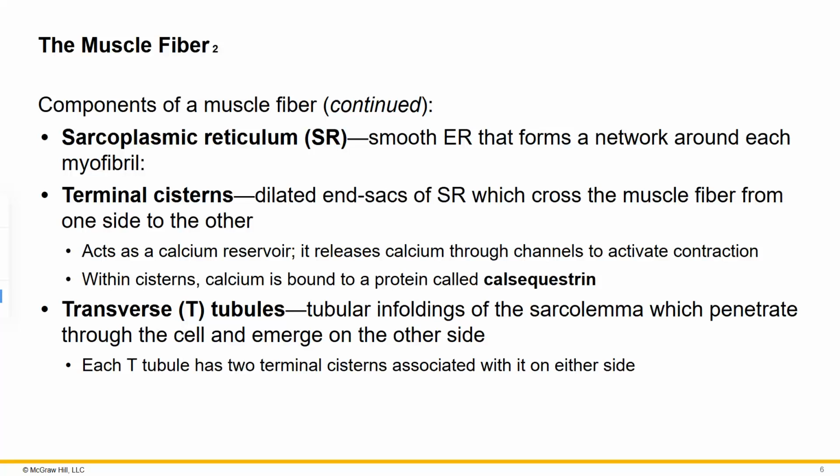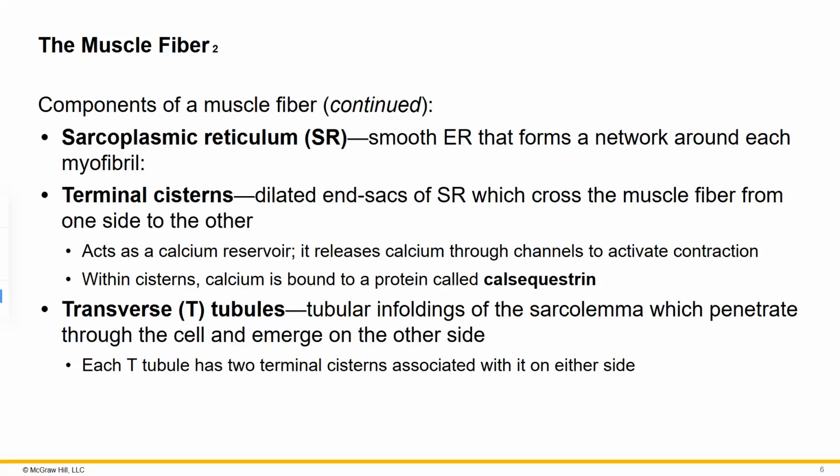The terminal cisterns are dilated ends of the sacs of sarcoplasmic reticulum, which cross the muscle fiber from one side to the other. They act as a calcium reservoir, releasing calcium through the channels to activate contraction. Within cisterns, calcium is bound to a protein called calsequestrin. Cal for calcium, sequestrin. If you sequester something, that means you're absorbing it or sucking it up. So calsequestrin sequesters calcium, or sucks it up and retains it.